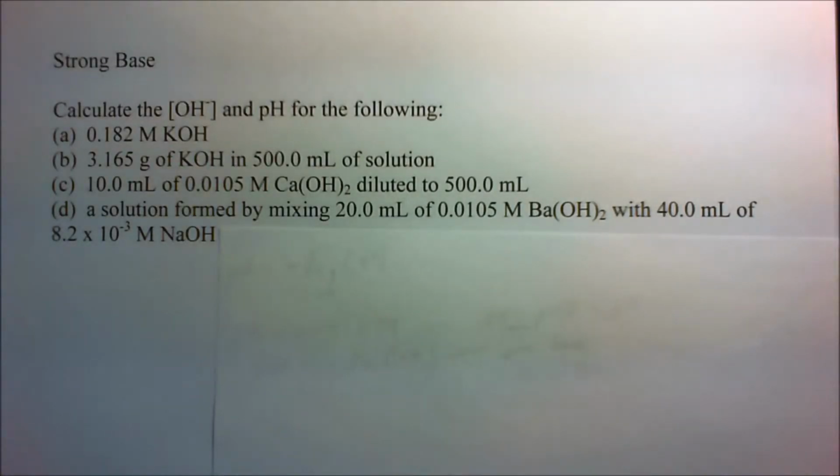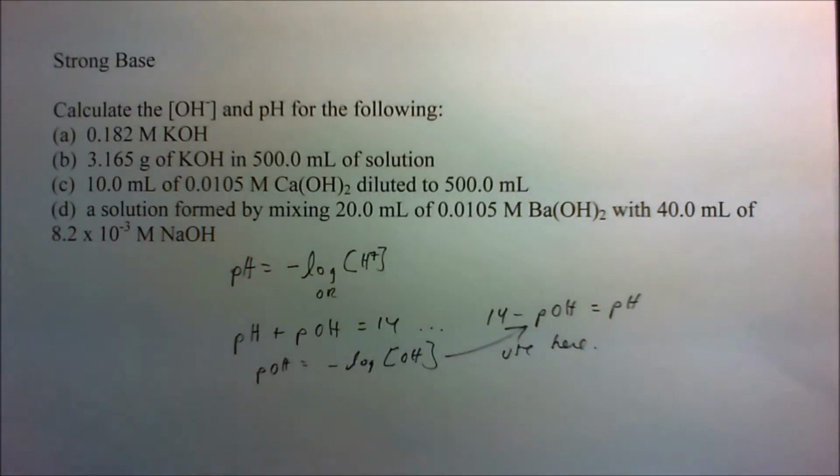Here we're asked to calculate the pH and the concentration of various strong bases. Strong bases dissociate completely into OH minus plus the conjugate acid. So I wrote down some relationships here that we're going to use. First off, the pH is given by the minus log of the hydrogen plus concentration. But there's another relationship that we can take advantage of, and that's the pH plus the pOH equals 14.